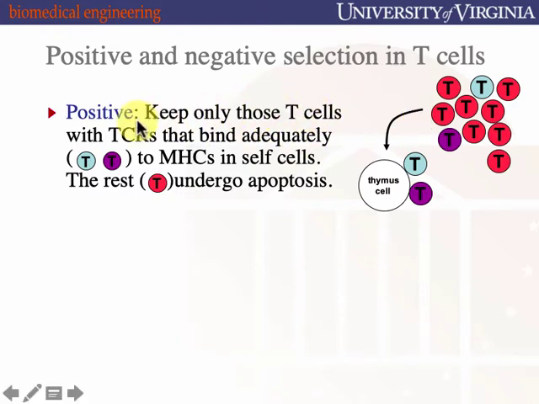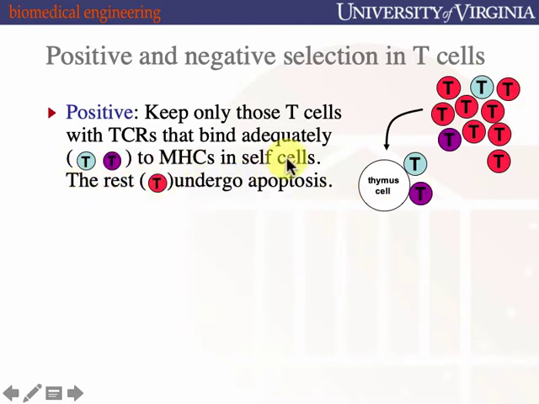So we're going to keep only the T cells with TCRs that bind adequately, in this case this blue and this purple, to MHCs in self cells. So here's a thymus cell, and there are many, many of these cells in the thymus. It's chock-full, and all these immature and naive T cells are bumping in and interacting with each of these cells as they sort of percolate. You can think about it maybe like percolation. It's a little more active than that. But as they migrate and move through this organ, they're interacting with numerous thymus cells.